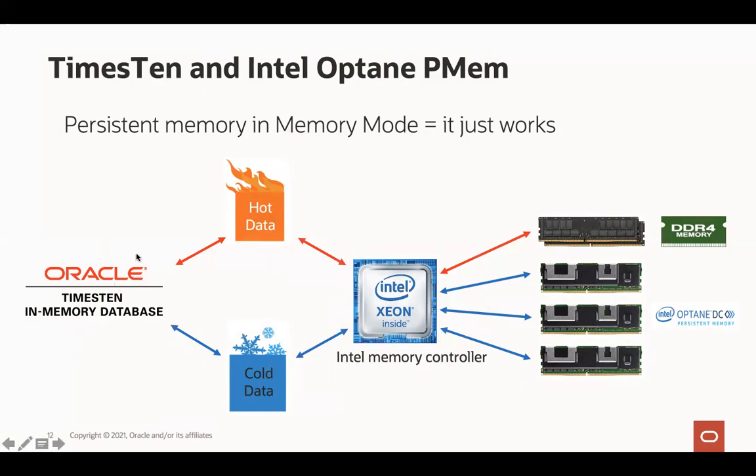With any database workload, you're going to tend to have some data which is accessed more than others. The most frequently accessed data we can call the hot data, and the less frequently accessed data we can call the cold data. One of the nice things that Intel has done is it will automatically migrate the hot data to the faster DRAM and the colder data to the slightly slower Intel Optane persistent memory. So that all works automatically out of the box.